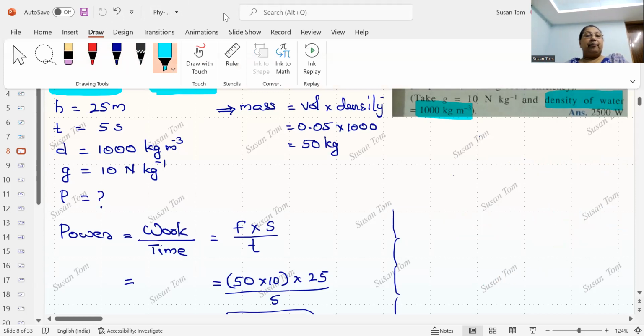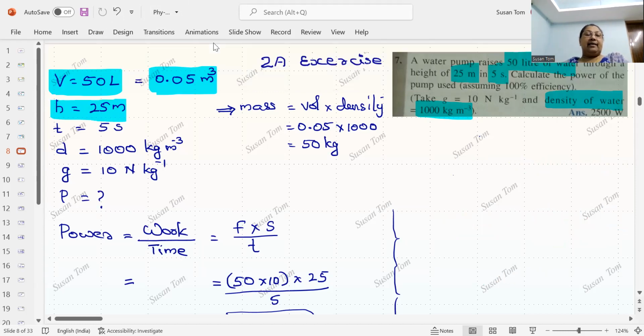Further, the height it is raising is 25 meter, time taken is 5 seconds. Density is given 1000 kilogram per meter cube. Since this is given in kilogram per meter cube unit, we converted that volume into meter cube. Okay. Now acceleration due to gravity is given 10 Newton per kg. Have to calculate the power. Power is equal to work upon time.